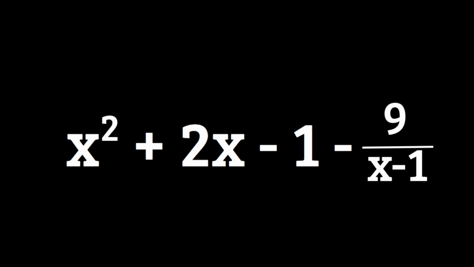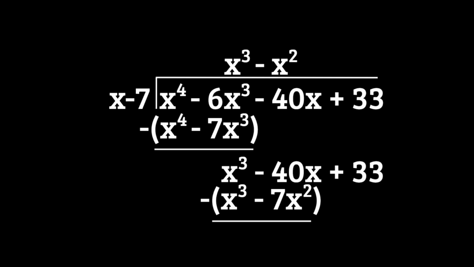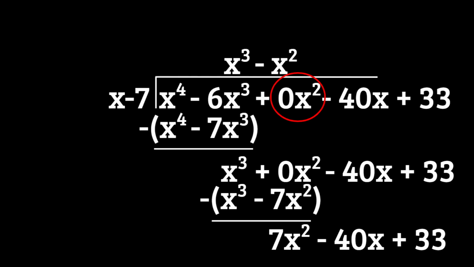Now, what if the dividend doesn't have a natural progression of terms? In this next problem, the dividend does not have any terms with x squared, which becomes an issue when we get to this step in the division. The easiest way to compensate for this is to actually include the missing column. Here, I changed it to include a +0x squared. This makes it easier to subtract while keeping the equation equivalent.